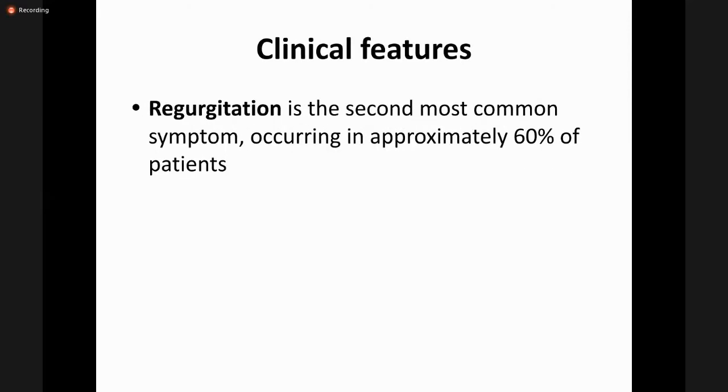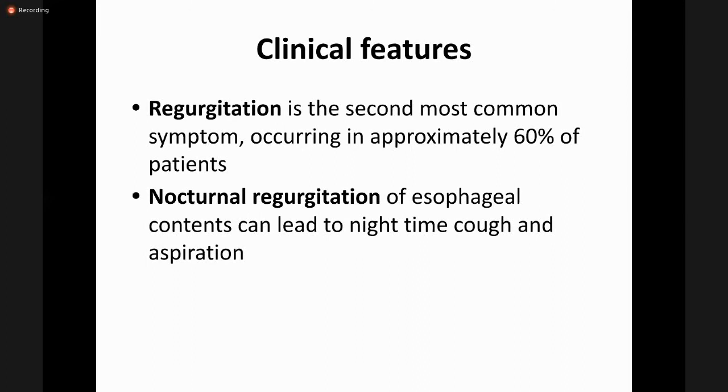The other symptom experienced in this disease is regurgitation. There is a difference between regurgitation and dysphagia. Dysphagia is difficulty in swallowing, and regurgitation is when some fluid comes back into the mouth, usually during sleeping. Regurgitation is the second most common symptom, occurring in 60% of the patients. The first is dysphagia, which is usually intermittent and for both solids and liquids, and then regurgitation. Nocturnal regurgitation is mainly experienced.